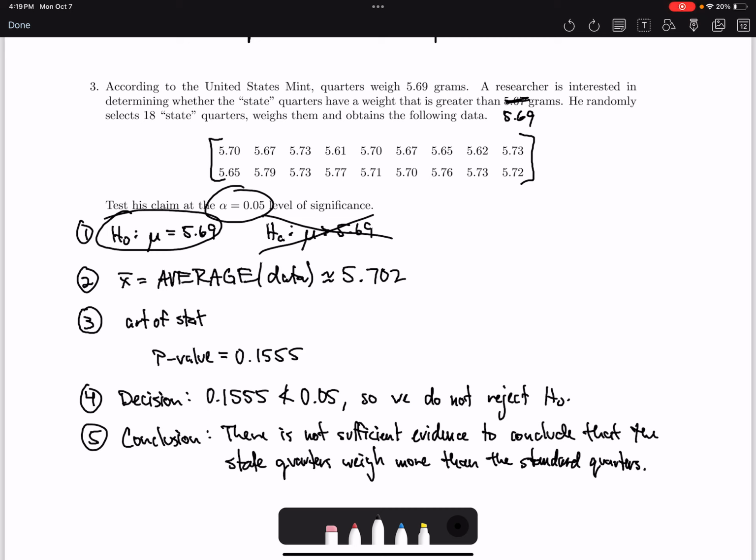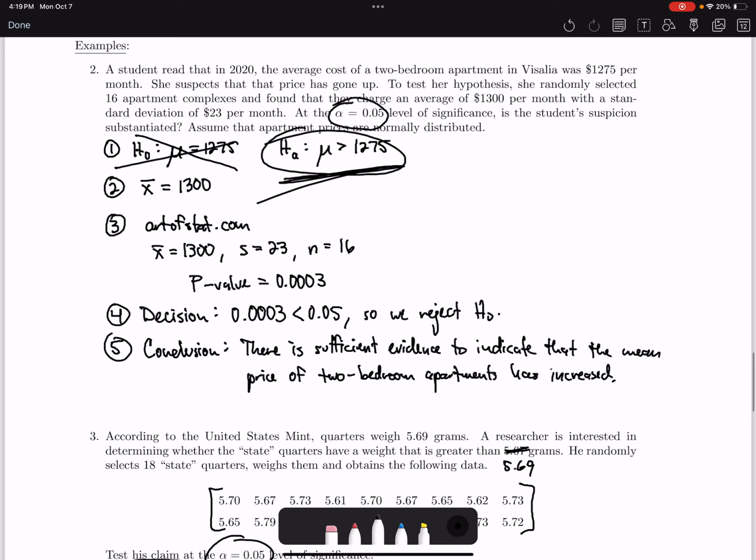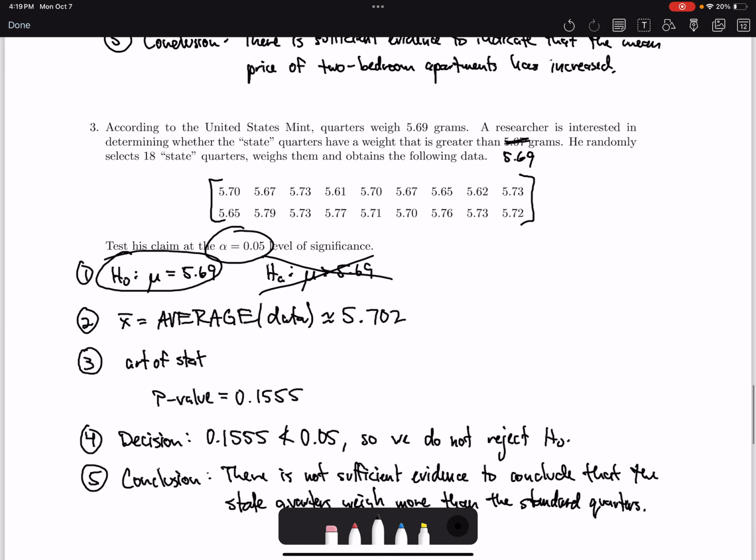My question is, okay, the researcher doesn't have good enough evidence here, but they only looked at 18 state quarters. Why didn't they just look at all 50 of them? That's what I would have done. But anyway, that's how that works. So you can do this whether you have a summary of the data like we did in example 2, or with the raw data like we did in example 3.